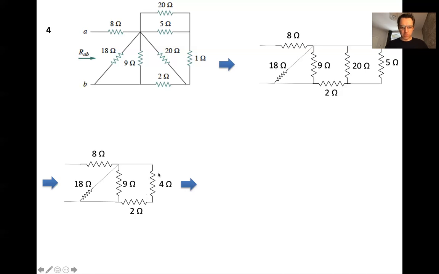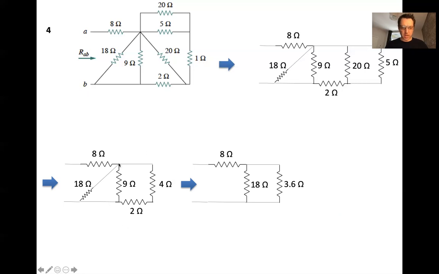And then we're going to reduce the 4 and the 2 into a 6 and make that in parallel with a 9. So 6 times 9 divided by 6 plus 9 is 3.6. And now it's easy to see that the 18 ohm resistor can equivalently be drawn as being parallel to all of this that I'm highlighting. Right? Why, and how do we know that it's in parallel?